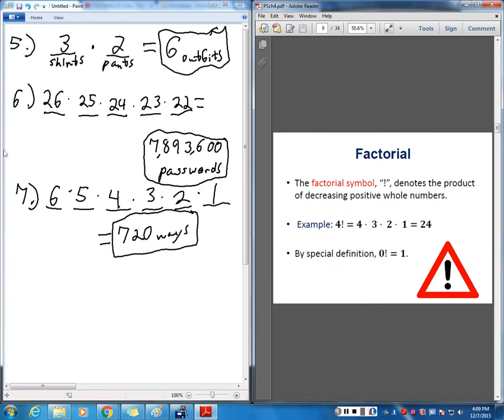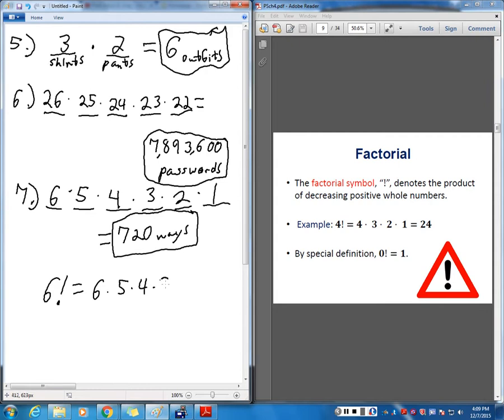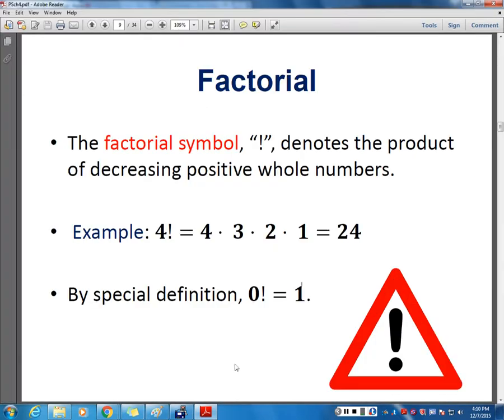Now number 7, 6 times 5 times 4 times 3 times 2 times 1, that could have been written as 6 with an exclamation mark. That's 6 factorial. The factorial symbol denotes the product of decreasing positive whole numbers. For example, 4 factorial would be 4 times 3 times 2 times 1, which is 24. And by special definition, 0 factorial is 1. How do you put 0 things in 0 slots? One way. You don't do anything.